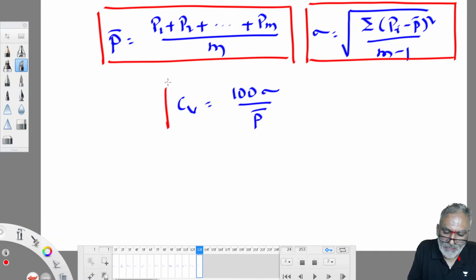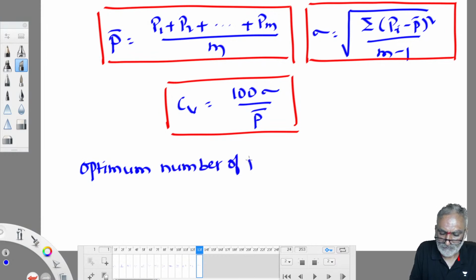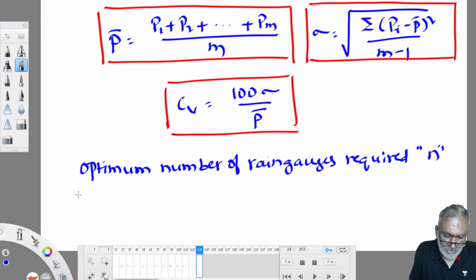So once you get that, then you can find out the optimum number of rain gauges. Optimum number of rain gauges required. What is that? N, to estimate the mean rainfall.